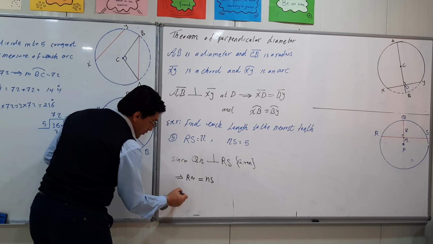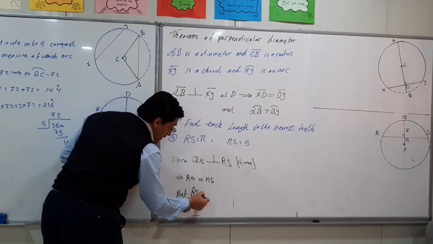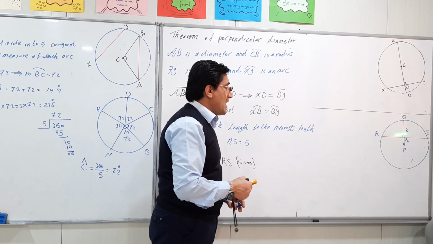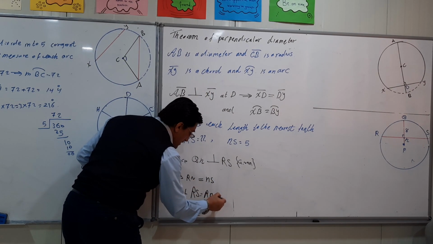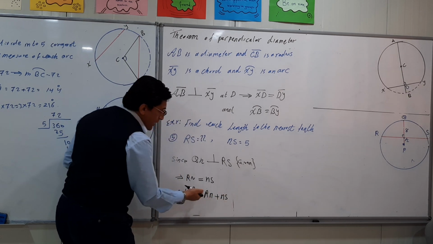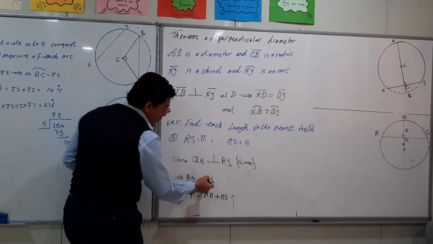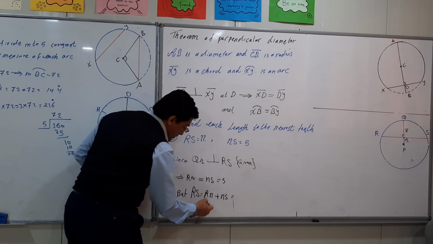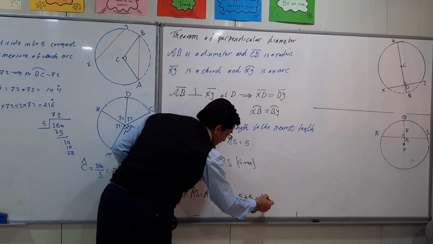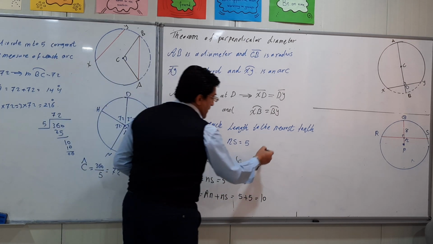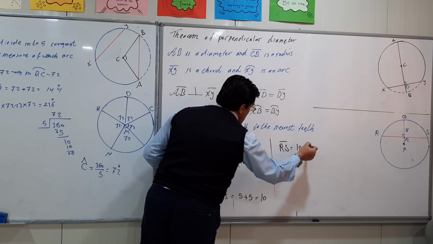So RS is required in the question. RS equals the summation of two parts: RN plus NS. RN and NS are equal, so you can say 2RN, or RN equals 5 and SN equals 5. So you can substitute: 5 plus 5 equals 10. That means segment RS equals 10. So it is finished.